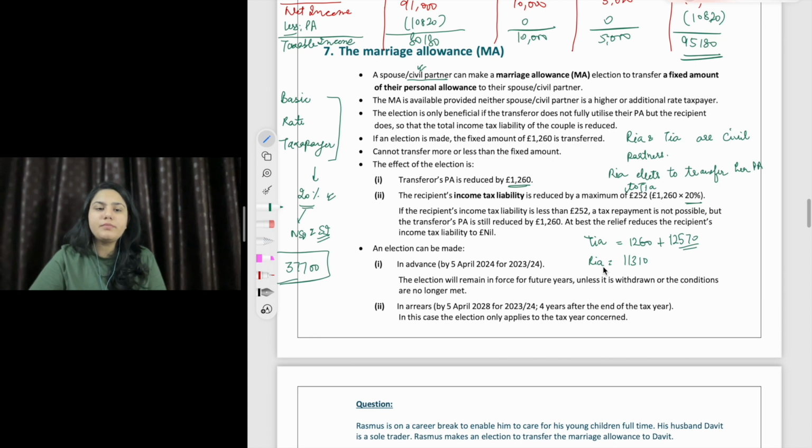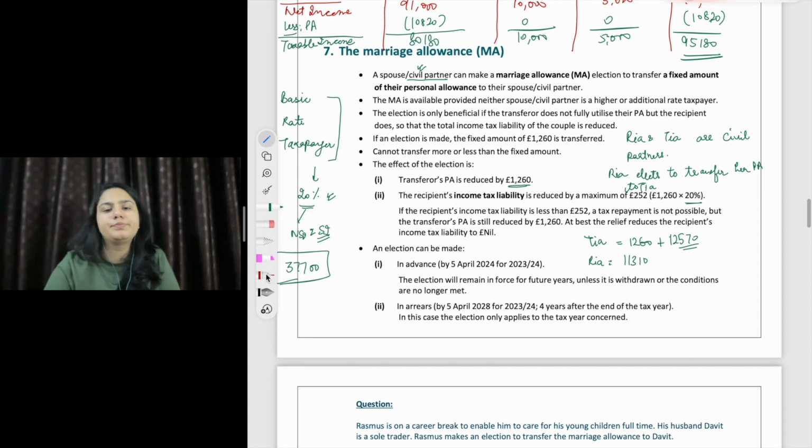And if I make an election in arrears to take advantage of marriage allowance, it is for the particular year itself. For example, my tax year this year is 5th April 2028, and after 2 years, 2024, I get to know that I could have taken advantage of my marriage allowance. So if I am making an election to take advantage of marriage allowance for this tax year after 2 years, the election is only for this tax year. I will only be making the election to transfer the marriage allowance for this tax year.